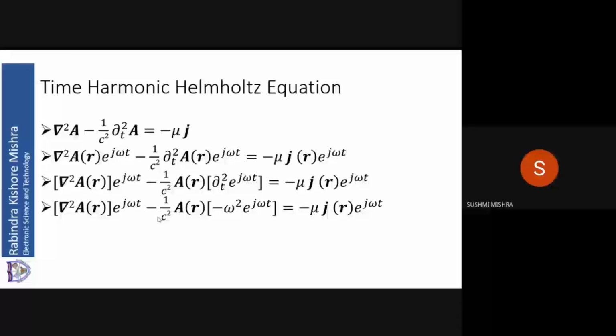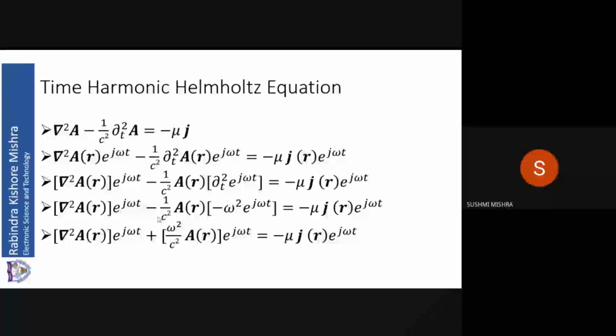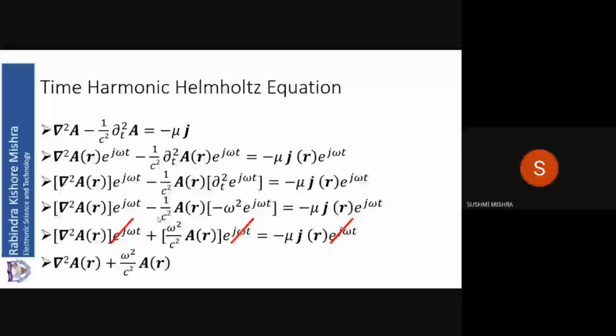So that will become omega square upon c square AR. Now take e to the power j omega t common from both the terms on the left hand side. On the right hand side, you have got minus mu JR e to the power j omega t. Now we can cancel out e to the power j omega t. If we cancel it out, what we will get is del square AR plus omega square upon c square AR is equal to minus mu JR.